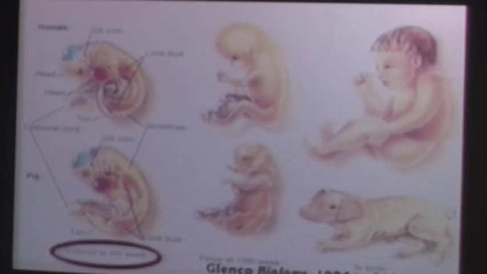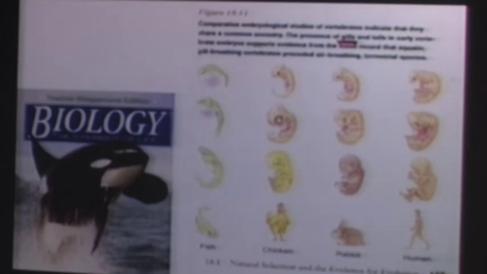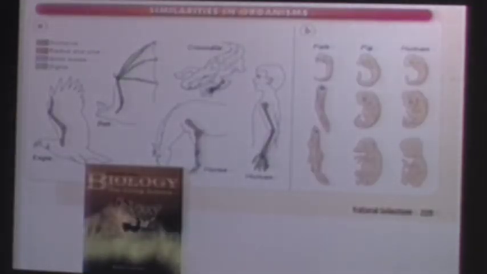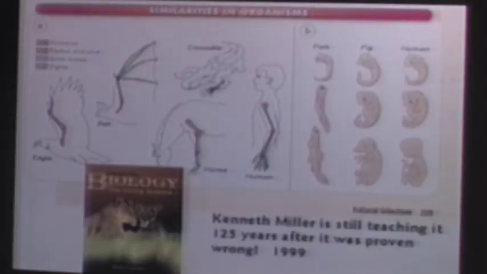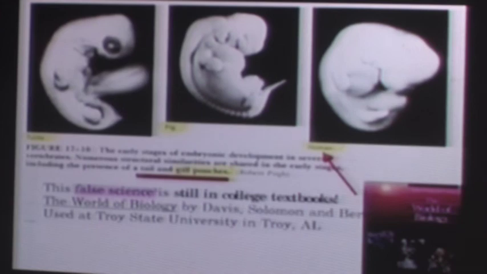This biology textbook says the human embryo has gills. Here's this Tim Barra writing his book on the myth of creationism. And he mentions the gills are evidence for evolution. You're only 115 years behind, Tim. Miller's still teaching it 125 years after it was proven wrong. There's a college textbook still teaching the kids the embryo has gills.